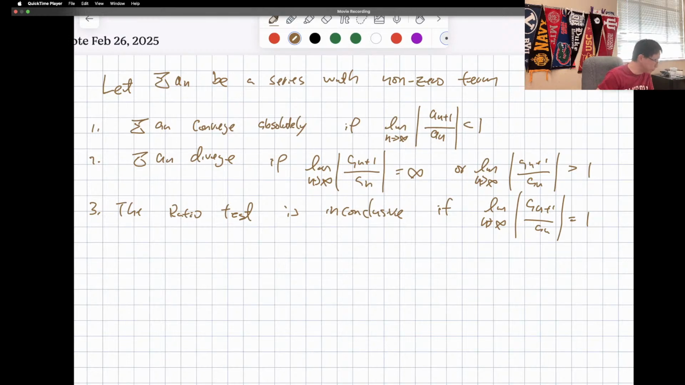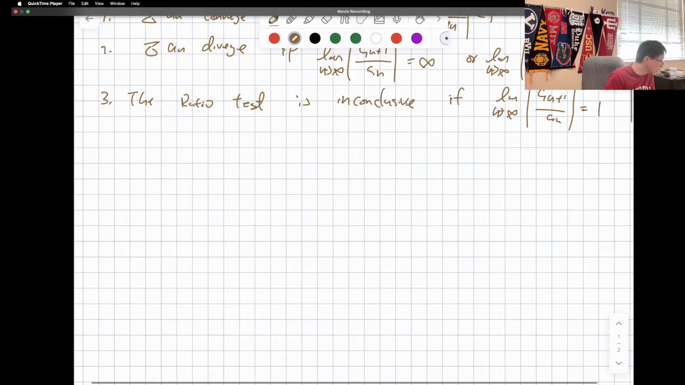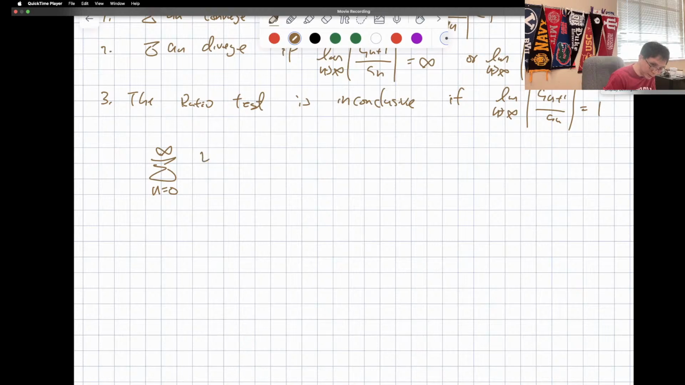So let's try one. That says the summation from n equals 0 to infinity of 2 to the n over n factorial. I promise I'm going to get back to this question. I think last time we said the test is not the best test. We can say n factorial grows faster than 2 to the n. I think that's the last conversation we had when I did it on the board.